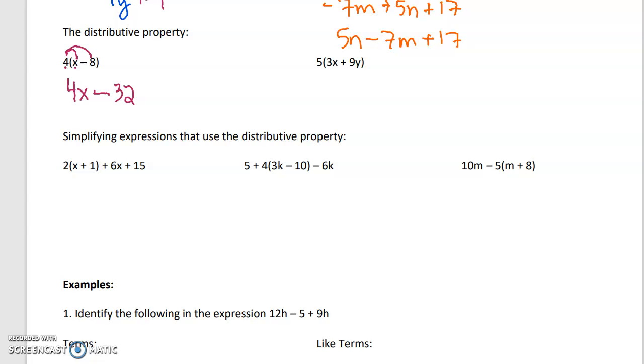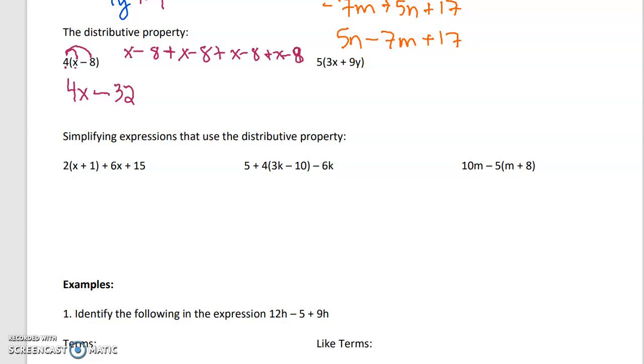And you could double check this if you wanted. If you wrote out x minus 8 four times, if we had 4 copies of that, we would have 4 x's and then negative 32 if we would add up all those negative 8's. Oh, I wrote 4x minus 4, but I meant 8 right here. I meant 8.